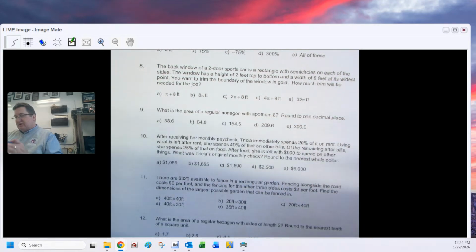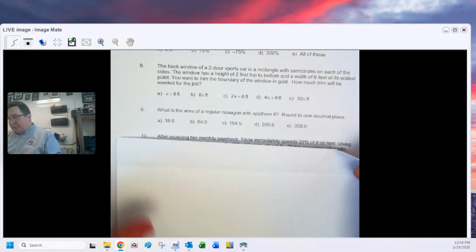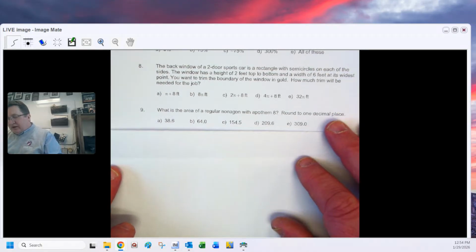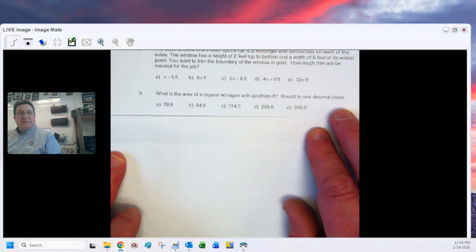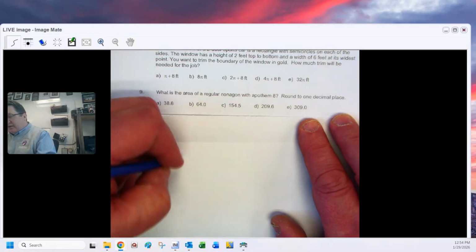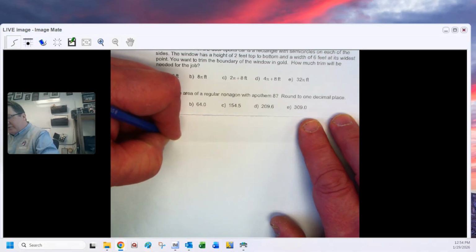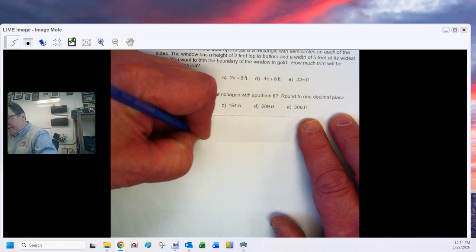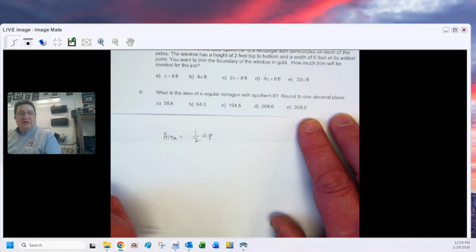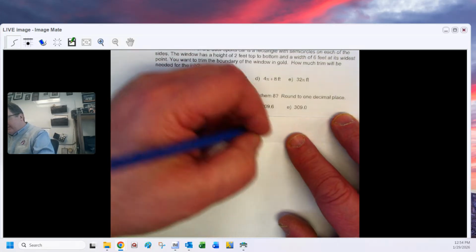Question 9 says, what's the area of a regular nonagon with apothem 8? If you have forgotten, the area of a regular polygon is 1/2 times the apothem times the perimeter. And we've got a nonagon, meaning it has 9 sides.